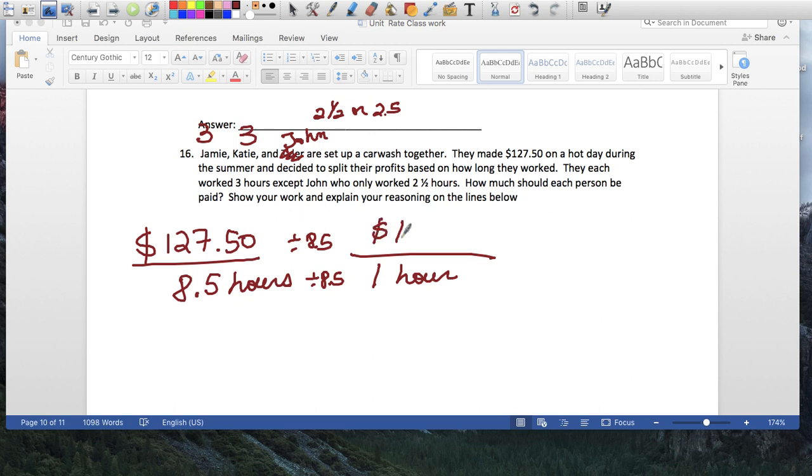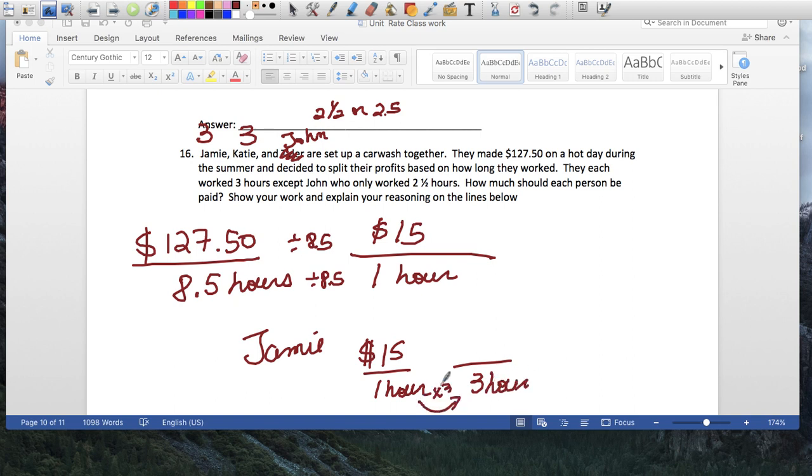So how much do they make in an hour? $15 an hour. So Jamie worked 3 hours, right? So for Jamie, we're going to use that. Jamie is $15 in 1 hour, but Jamie worked 3 hours, right? So it's times 3, and this is times 3. So it's $45. Jamie's going to make $45.